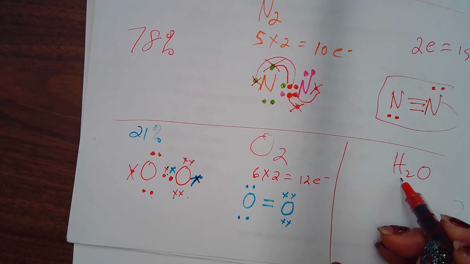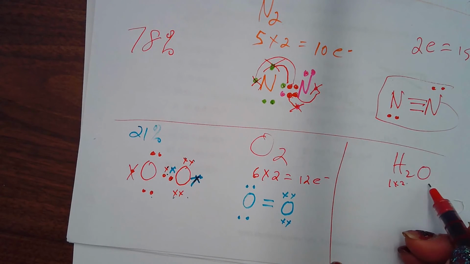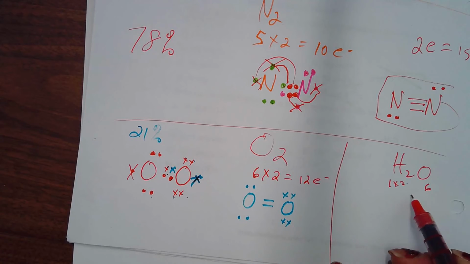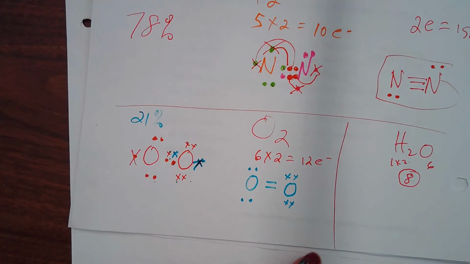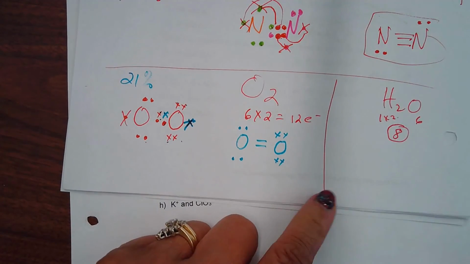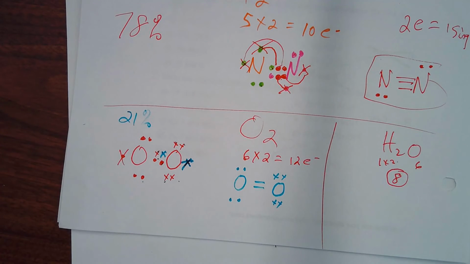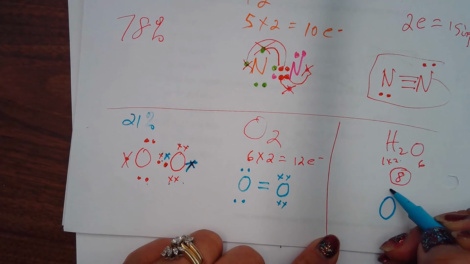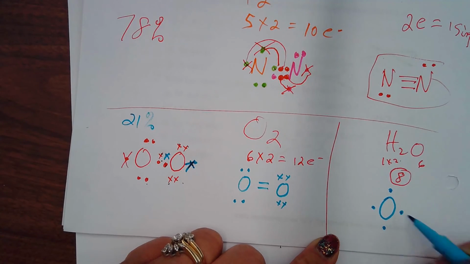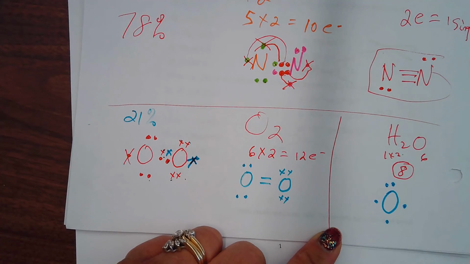How many valence here? 1 times 2 and 6. So 6 plus 2, 8 altogether, right? We good? Okay, so what do you think is the central atom? Oxygen in the middle, because there's only one of it. So O in the middle, and it has 6: 1, 2, 3, 4, 5, 6.